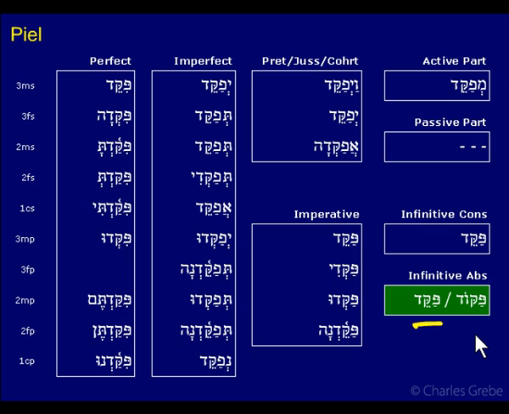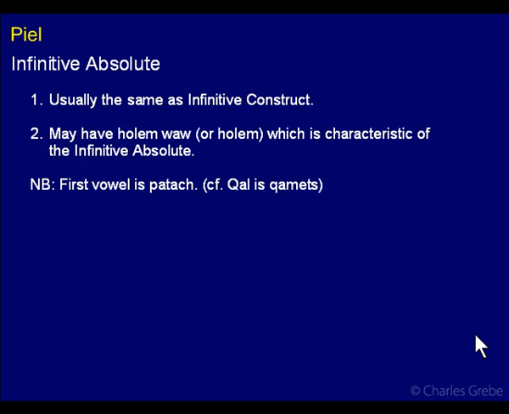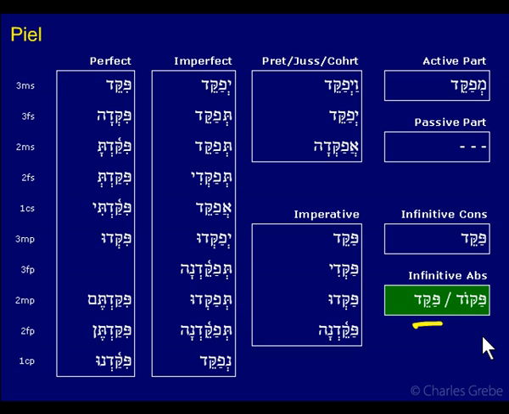If you look at your chart again, you'll see that the holem or holem vav is there for the Qal and the Nifal. Now the Piel as well. We'll see it in the Pual. The other forms will tend to have tsere. Okay, the Hitpael, Hifil, and Hofal. But we'll get to those. First vowel is patach. First vowel here is patach. In the Qal, it's a qamets.